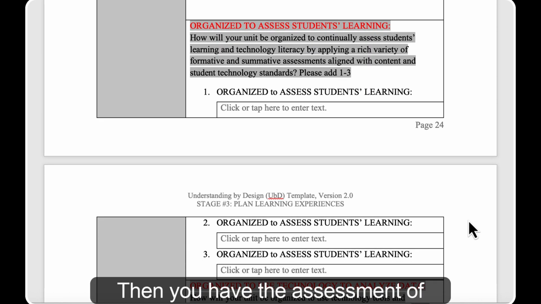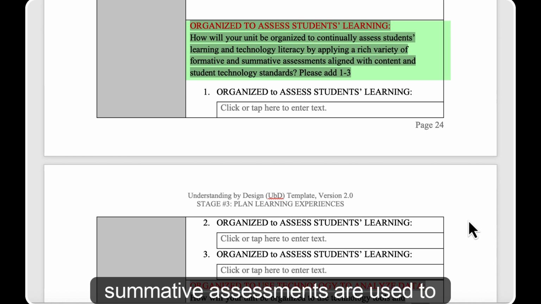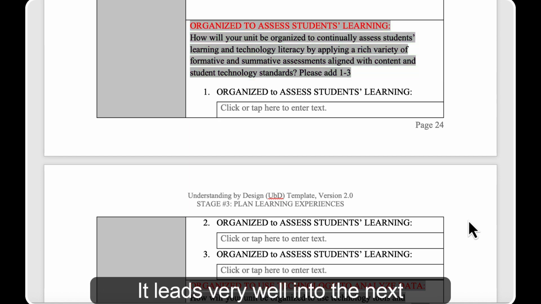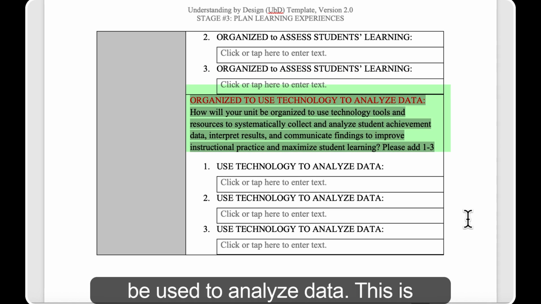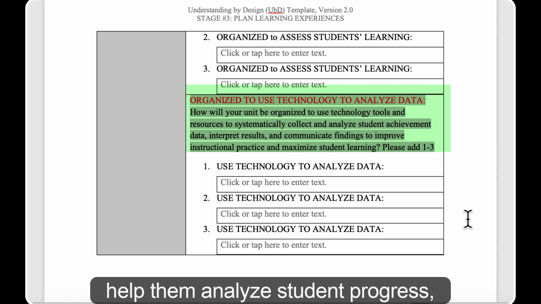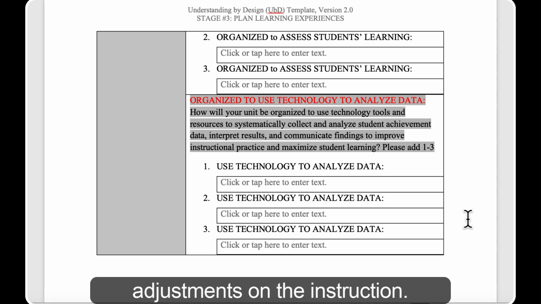Then you have the assessment of students' learning section. This is where data from formative and summative assessments are used to guide decisions and document student progress throughout the unit. It leads very well into the next section, which is how technology will be used to analyze data. This is where instructors use digital tools to help them analyze student progress and results, and make informed adjustments to the instruction.